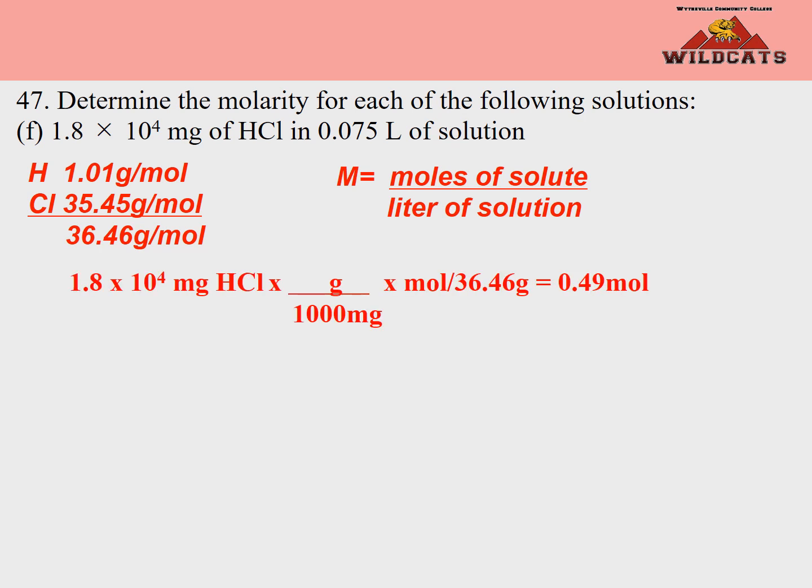And I got to convert the milligrams to grams before I divide by the molar mass. Notice that's moles over 36.46. And end up with 0.49 moles of HCl. Put that over the 0.075 liters, and I end up with 6.6 molar HCl solution, which is fairly concentrated for HCl.